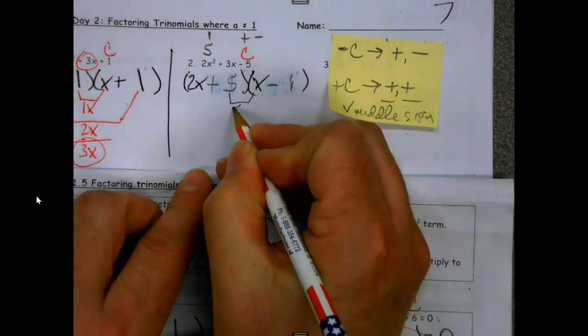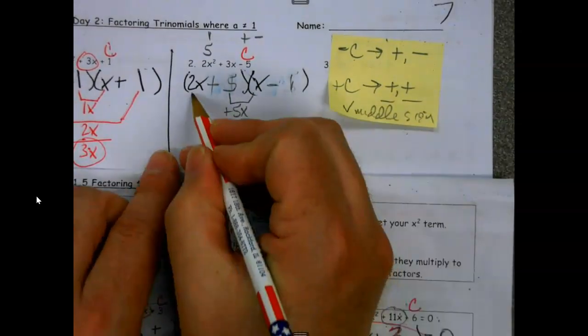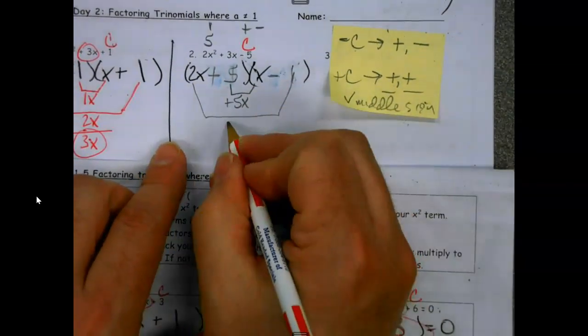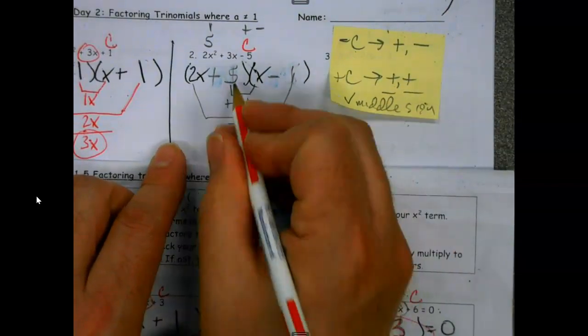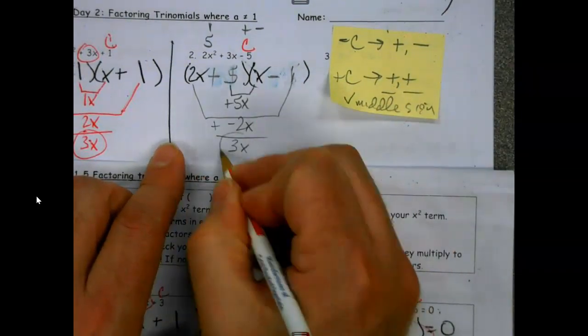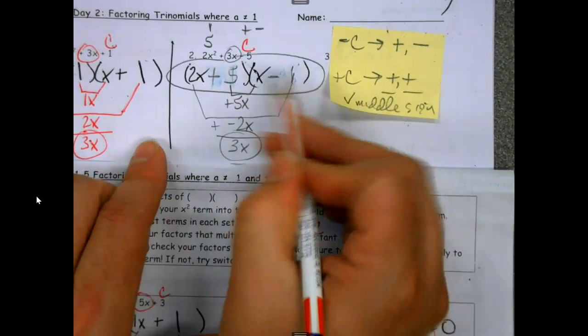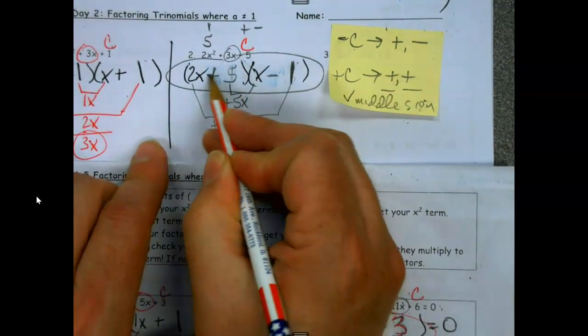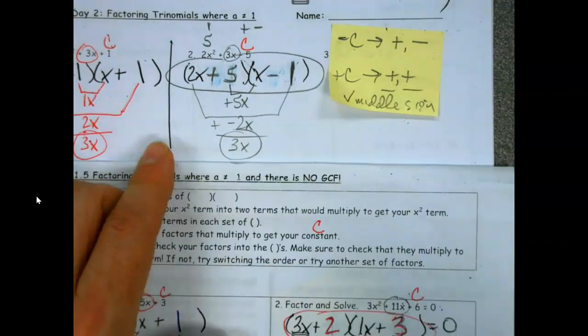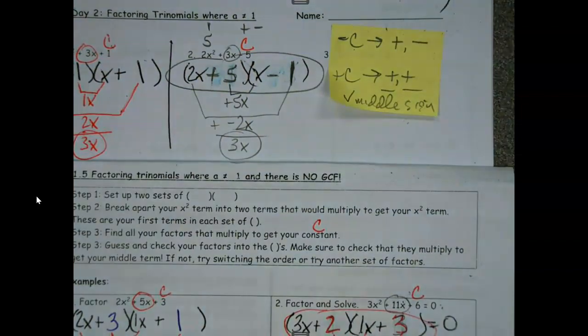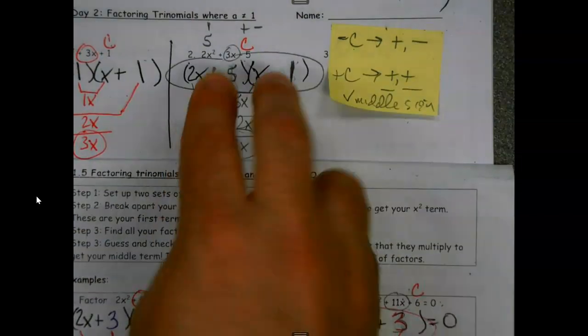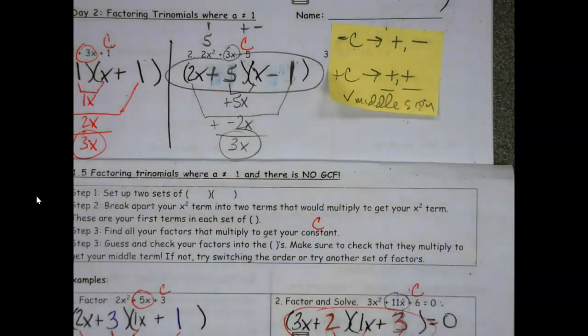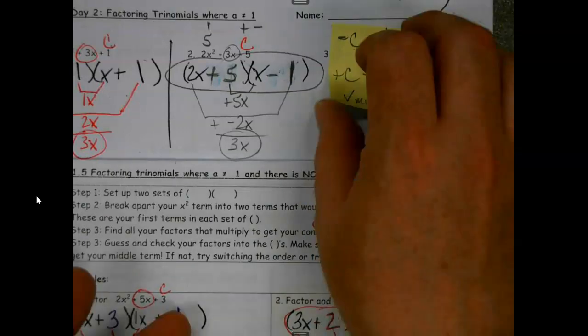So here I've got positive 5x. Here I've got negative 2x. If I add them up, I get 3x. So I have found the pair that I need. There may be an instance where we even have to go so far that we start changing the plus and the minus around where they go. We didn't run into it that time, but we've got to be ready for anything with these.